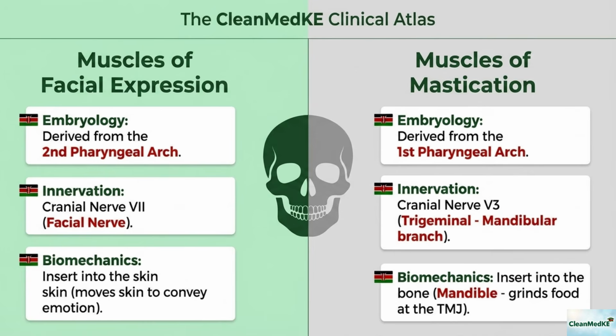To keep things simple, let's divide the facial muscles into two main functional groups. On the left, we have the muscles of facial expression. These derive from the second pharyngeal arch, are innervated by cranial nerve 7, the facial nerve, and insert into the skin to convey emotion. On the right, we have the muscles of mastication. These derive from the first pharyngeal arch, are innervated by cranial nerve V3, the mandibular branch of the trigeminal nerve, and insert directly into bone to grind food.